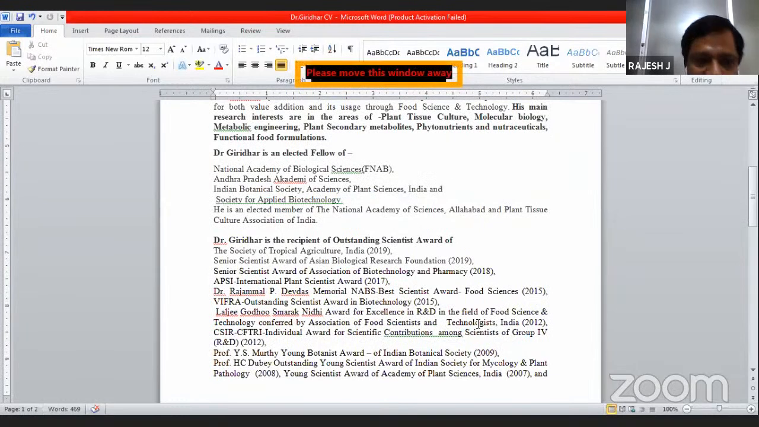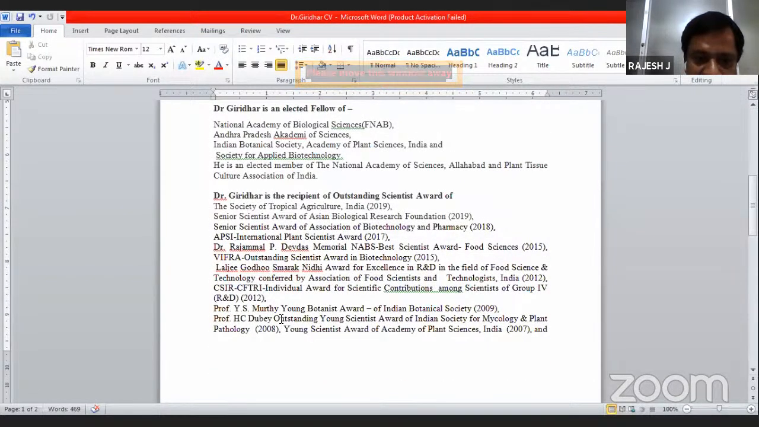Further, he is a recipient of many awards, like the Society of Tropical Agriculture India award in 2019 and the Senior Scientist Award of Asian Biological Research Foundation in 2019, the Senior Scientist Award of Association of Biotechnology and Pharmacy in 2018, the APSI International Plant Scientist Award in 2017, the Dr. Rajamal P. Devdas Memorial NABS Best Scientist Award for Food Sciences in 2015, the WIFRA Outstanding Scientist Award in Biotechnology in 2015, the Lalji Godbole Smarak Nidhi Award for Excellence in R&D in the field of Food Science and Technology, conferred by the Association of Food Scientists and Technologists India in 2012, the CSIR CFTRI Individual Award for Scientific Contributions among Scientists of Group 4 in R&D in 2012, the Professor Y.S. Murthy Young Botanist Award of the Indian Botanical Society in 2009, and the Professor H.C.